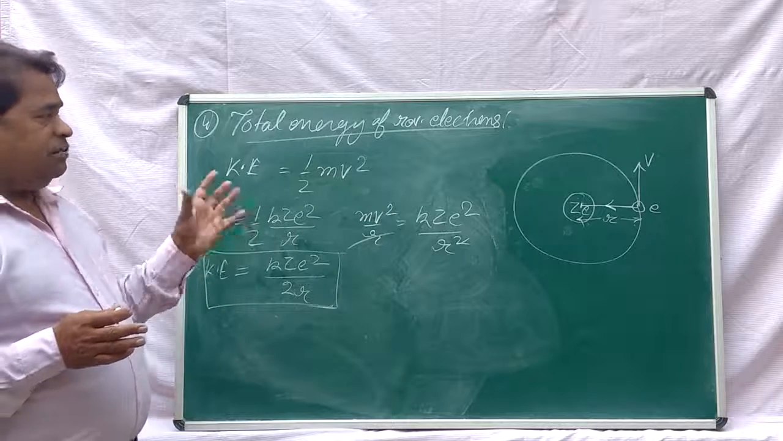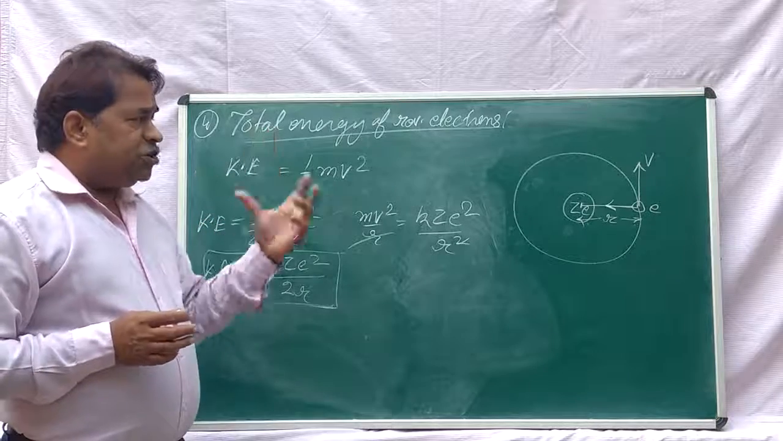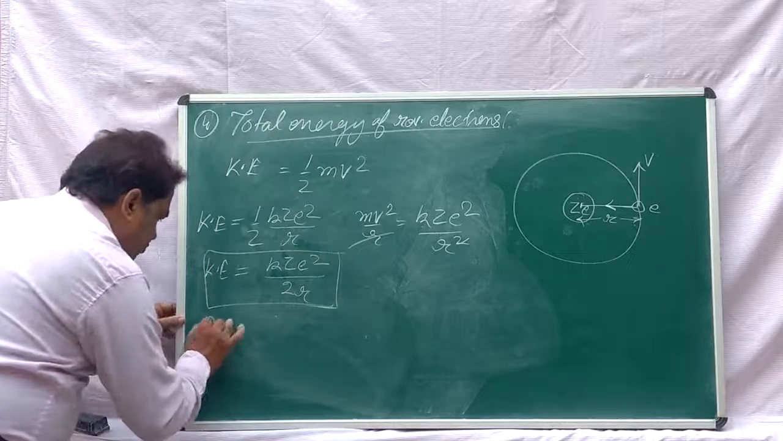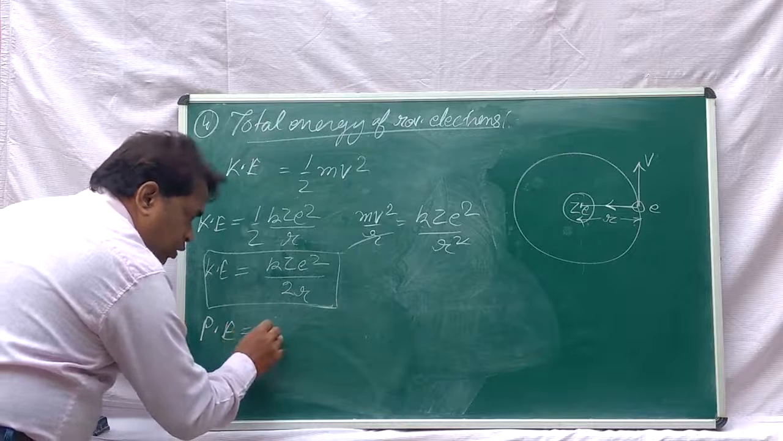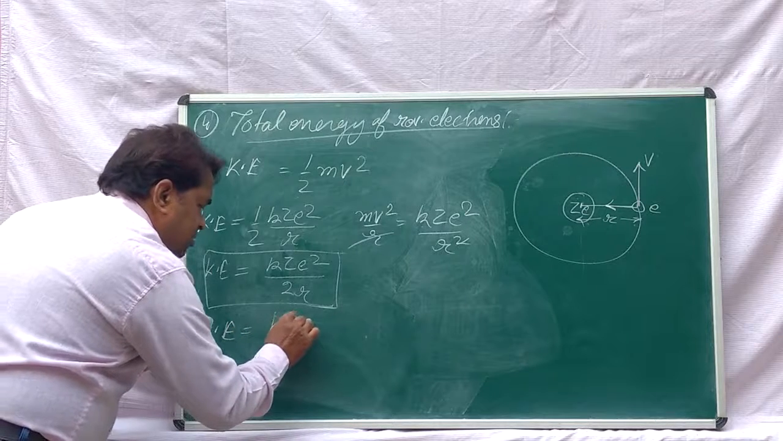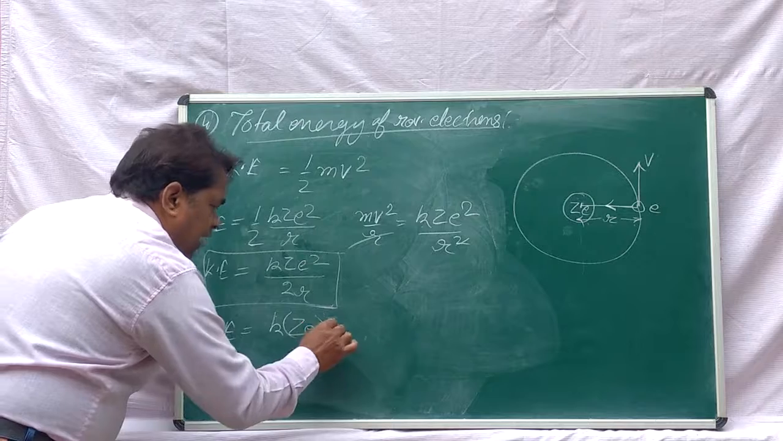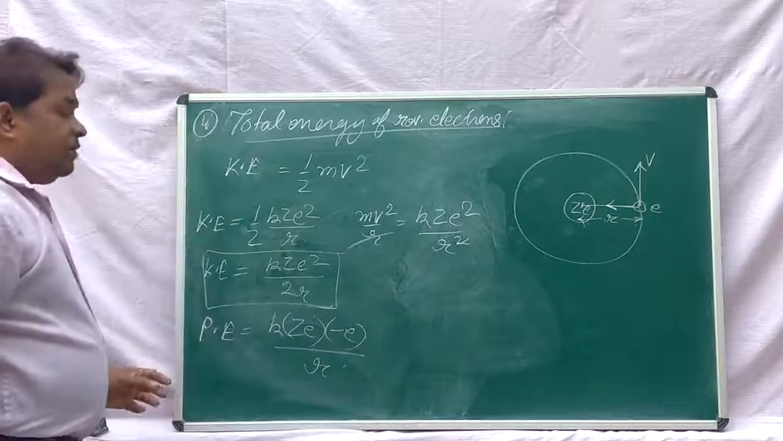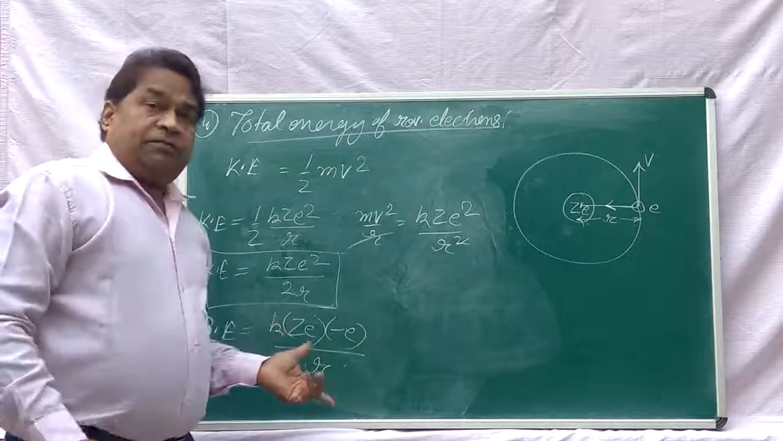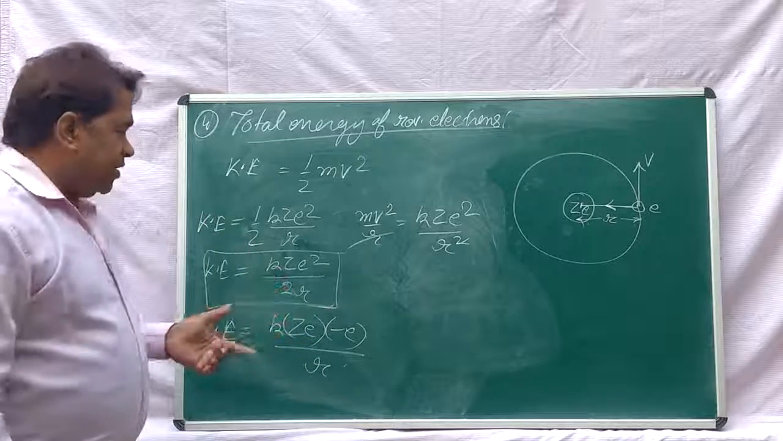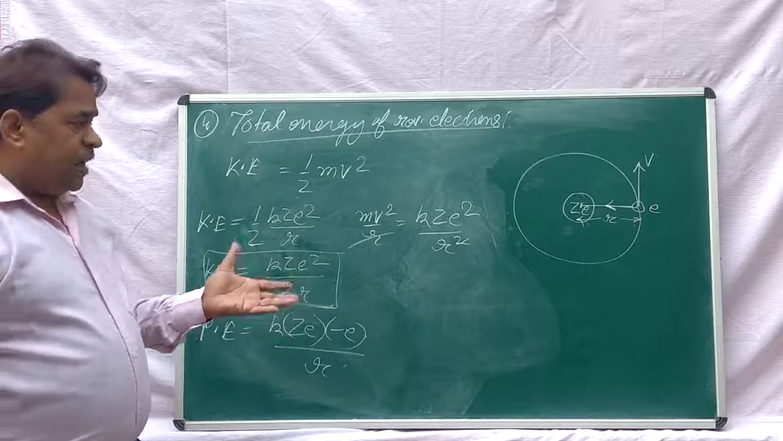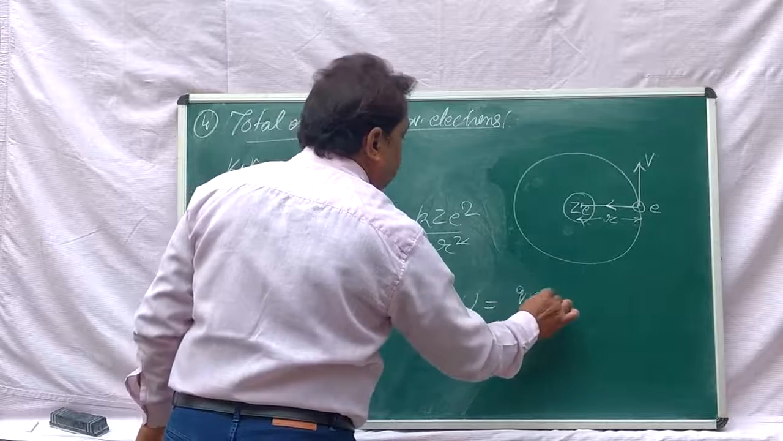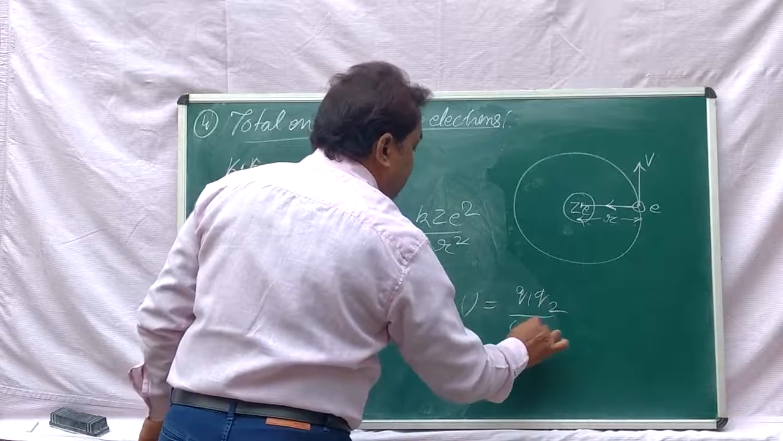Now here comes the potential energy. The potential energy of the electron can be calculated by PE, which is equal to minus k z e square upon r. Here I want to make clear that energy is a scalar quantity. As we have seen the formula in electrostatics, U is equal to Q1 Q2 upon 4 pi epsilon naught r.